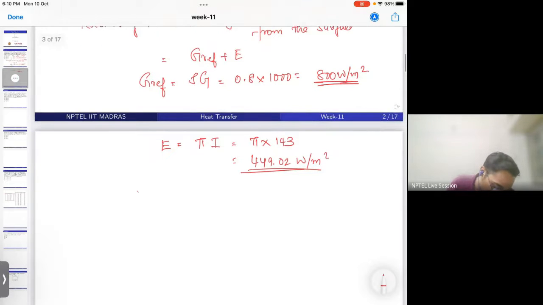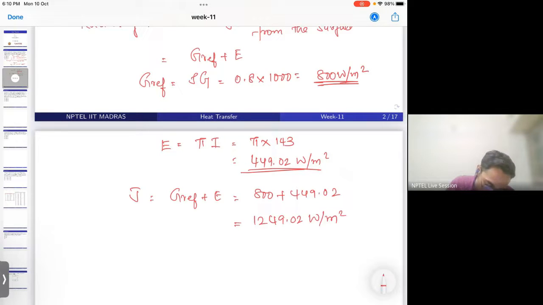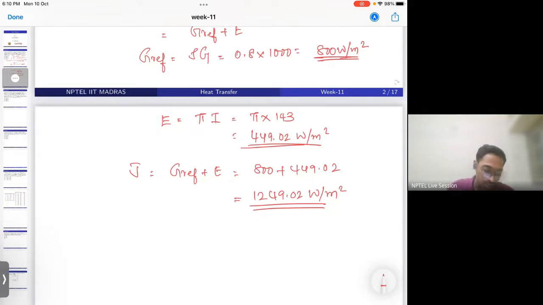So the radiosity J is equal to G reflected plus E, which is 800 plus 449.02, that is 1249.02 watts per meter square. So this is the energy that is leaving the surface.